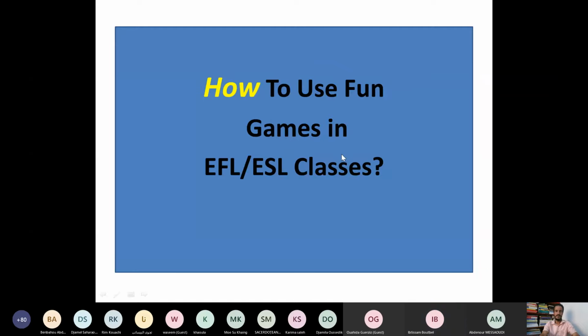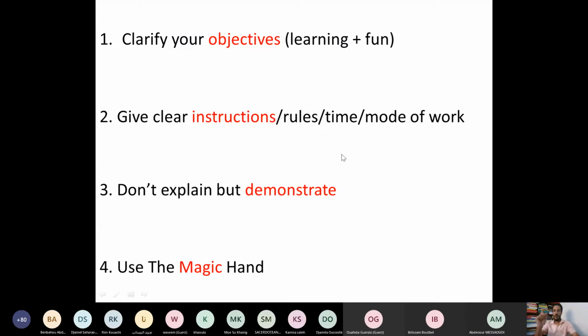So let's see some tips that will help us to use fun games effectively in our classes. Here, number one, very important again, clarify your objectives. And thank you, some of you mentioned objectives. Whenever you start teaching, you start with your objectives, goals, purposes. So learning plus fun. I want my students to learn the use and the form of the simple past. I'm going to use this game. So the game is just a means to have fun, and behind that, there is learning.